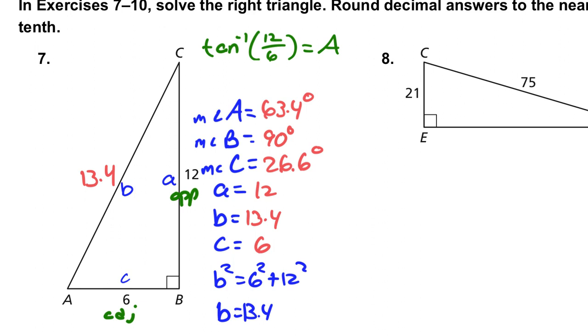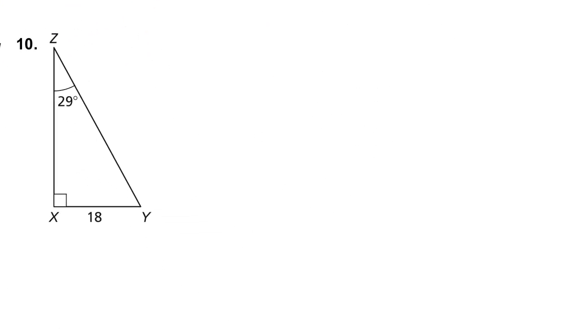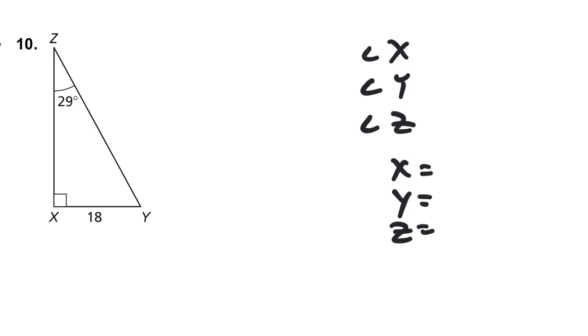Now let's go ahead and do a question like, let's skip over to number 10. So again, number 10, I'm going to make spaces for my answers over here. I want to know the measurement of angle X, angle Y, angle Z, and I want to know little x, little y, little z. So my side lengths.